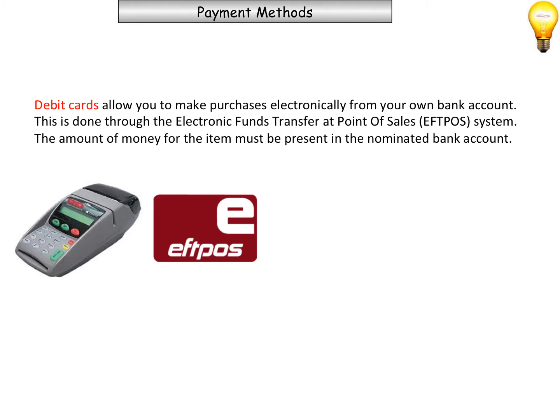Okay, let's have a look at debit cards. When you make a purchase with a debit card through EFTPOS, which is an electronic funds transfer at point of sales, you are actually getting money from your own account that's transferred electronically to the store so you can purchase that item.